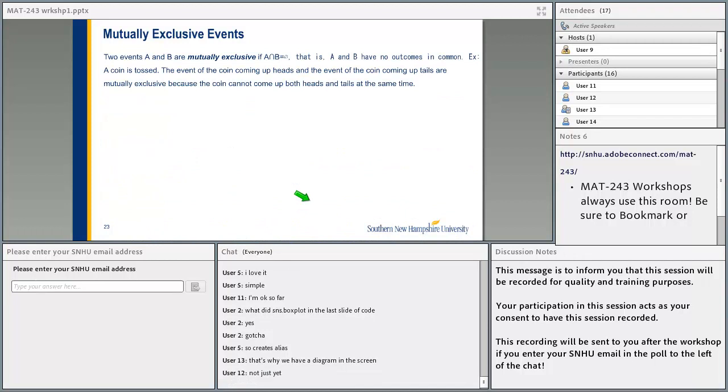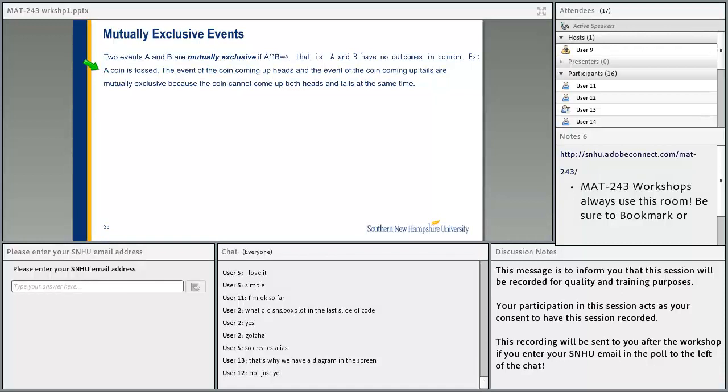Mutually exclusive events. Two events A and B are mutually exclusive if A intersection B is the null set. I'm sorry that the symbol is not too clear. It's like the 0 with a kind of a stroke over it. So that's called the null set. That is, A and B have no outcomes in common.